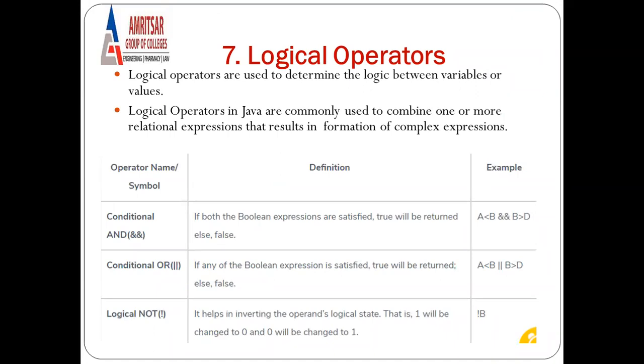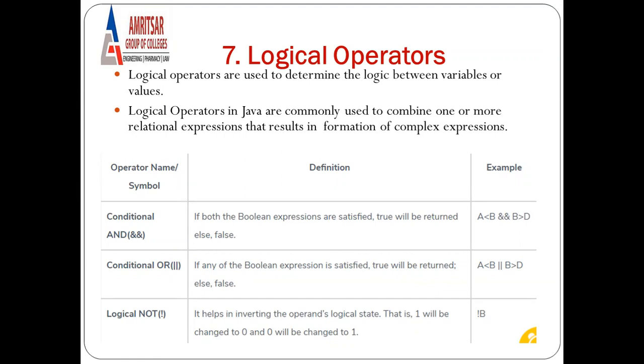Then logical operators. Logical operators are used to determine the logic between variables or values. Logical operators in Java are commonly used to combine one or two relations that result in the formation of a complex expression. So here we are combining two different relations. See in the first example, A less than B and B greater than D. So here we are combining two different relations. So logical operators are used to combine two or more relations and return some result.